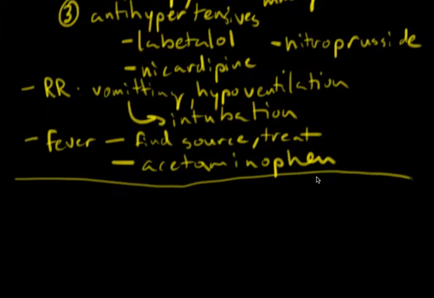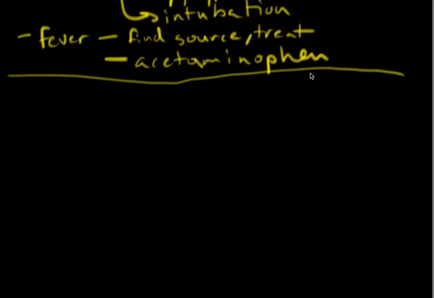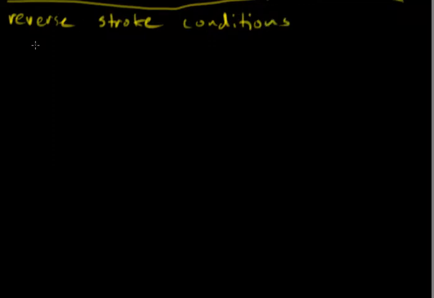The next section of this talk is going to focus on how to reverse stroke conditions quickly, and how to prevent permanent brain damage from occurring too quickly. So the first thing you want to do is the therapeutic regimen we've always been throwing around, thrombolytic therapy. It's called alteplase, thrombolytic therapy, fibrinolytic therapy, reperfusion therapy.